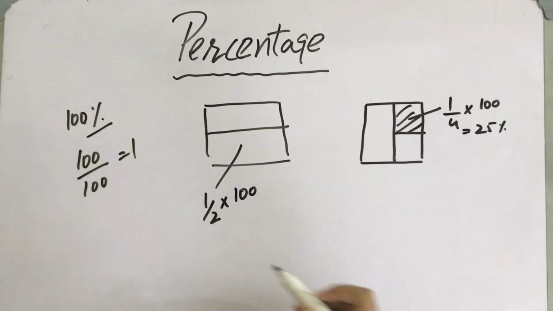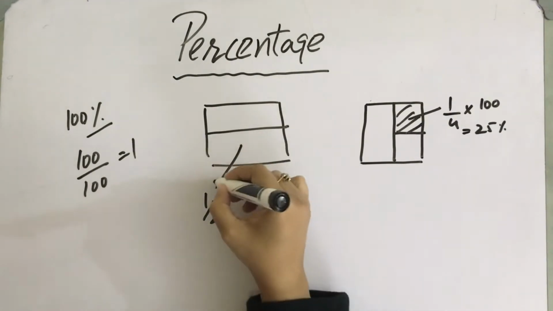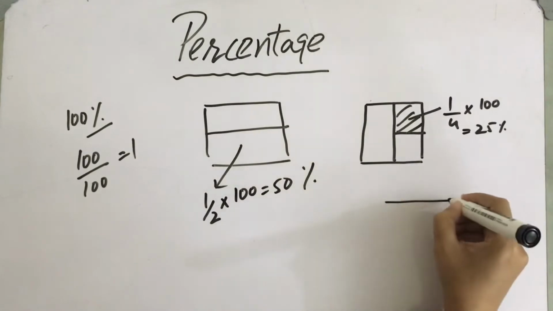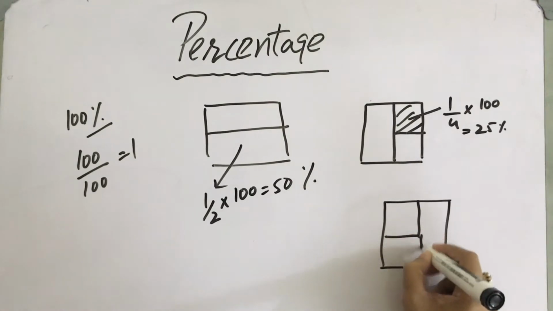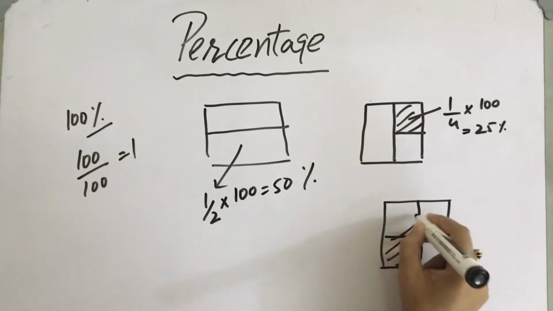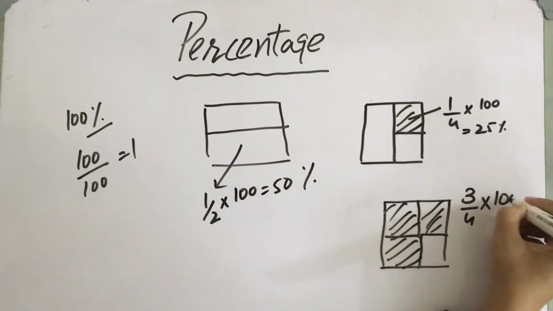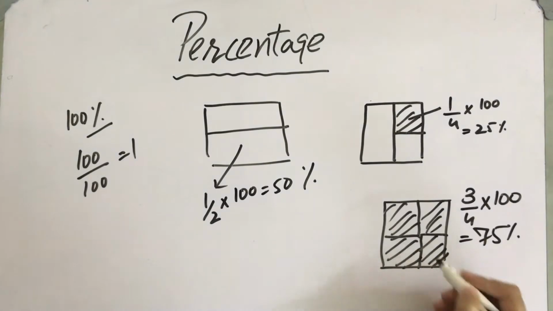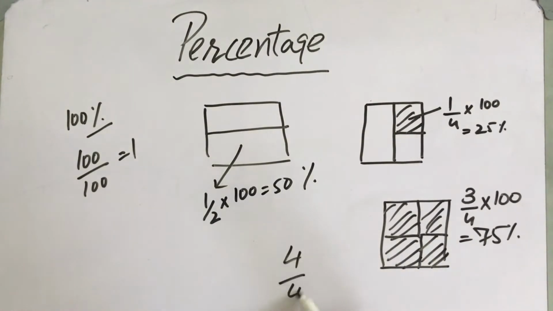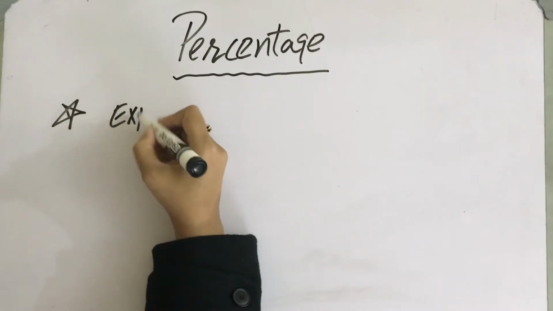This is the symbol which we use for percentage. So when we take half of 100, this is 50%. If I take 3 portions out of this, like this portion and this portion and this portion, it will be 3/4 of the whole, that will be 75%. And you can see if I take the whole figure, it will be 100%. That is 4/4 of 100, which is 100%. So whenever we are discussing percentage, we are taking some portion of 100.